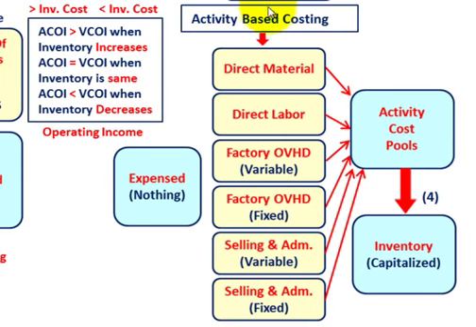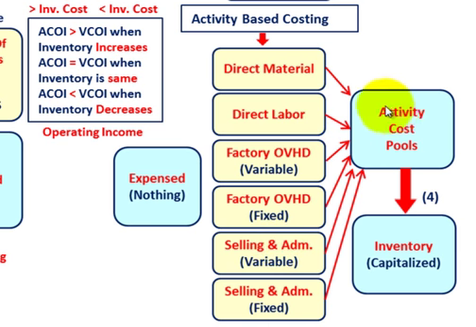And then if we move down to activity-based costing, everything is going to be capitalized in inventory. Nothing is going to be expensed. So with activity-based costing, you have all the direct materials, your direct labor, your factory overhead, variable and fixed portion, and also your selling and administrative expenses, variable and fixed.